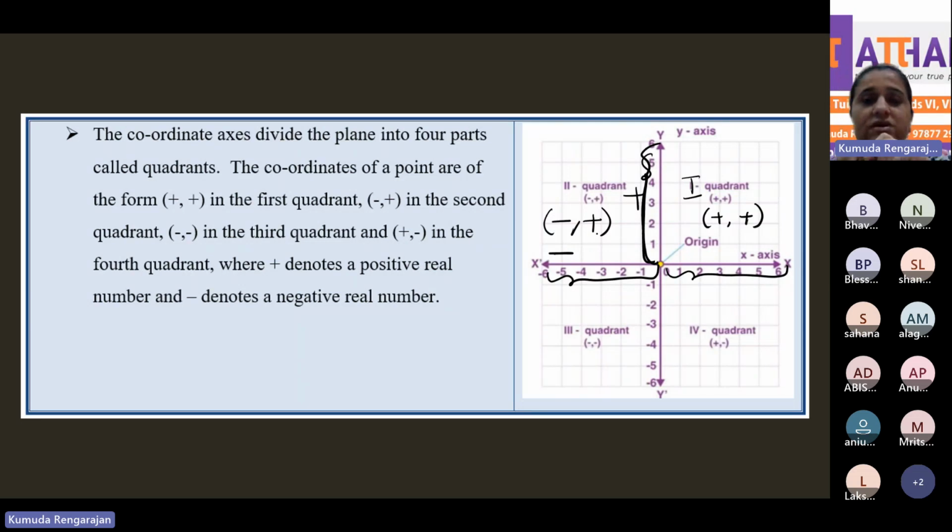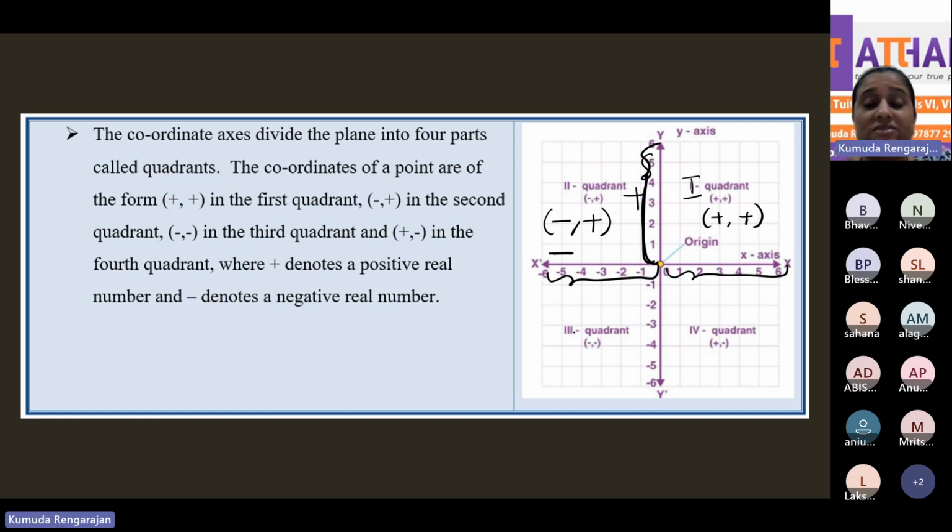The x-coordinate is written first, and then the y-coordinate. While writing the address of a point, open a simple bracket, write the x-coordinate, comma, write the y-coordinate, close the bracket. And that is the address of a point in the Cartesian plane.